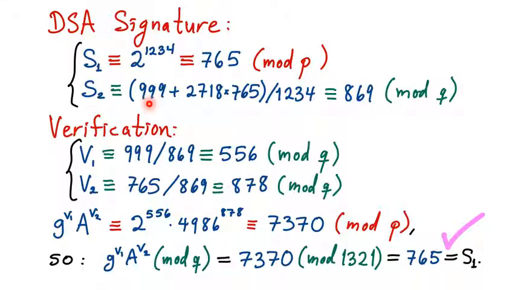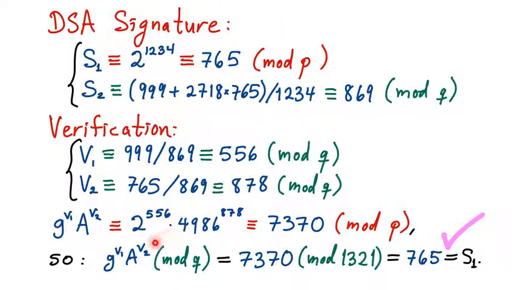Okay, so now remember the verification. First, we find two pieces modulo Q. The first one is V1, obtained as the document divided by S2. And when you do this modulo Q, you get 556. So 999 divided by 869 is 556 modulo Q. And the second part, V2, that we need before we pass to the verification proper is also a modulo Q ingredient. This is obtained as S1 divided by S2, or 765 divided by 869, which in Z mod Q comes out to 878.